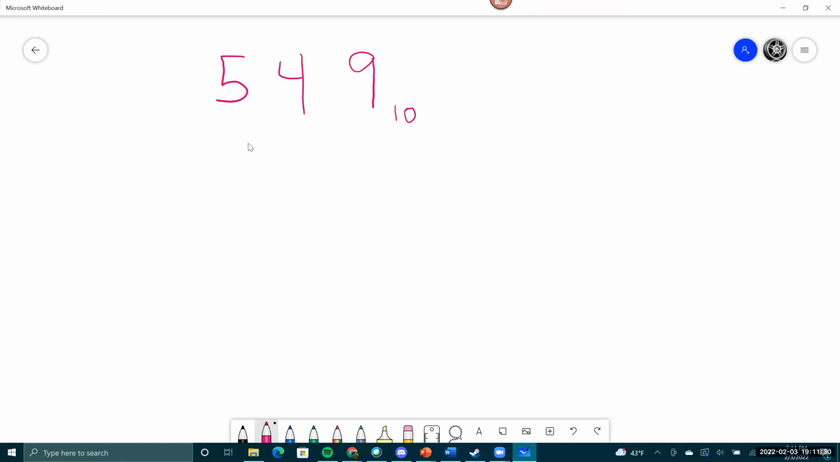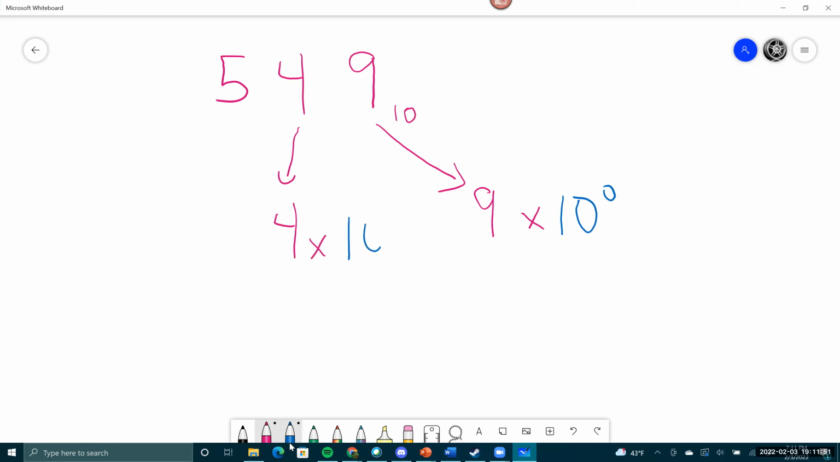Okay, so the way to think of number bases is, 9 would be times 10 to the 0. And this is 4 times 10 to the 1. And this number is 5 times 10 squared. Okay, so notice this.